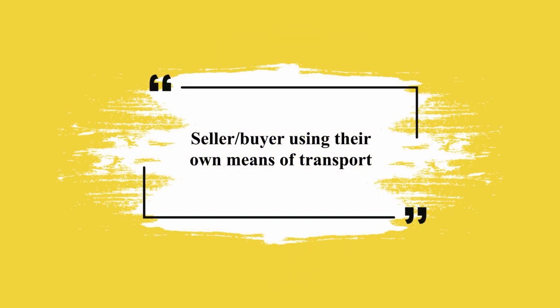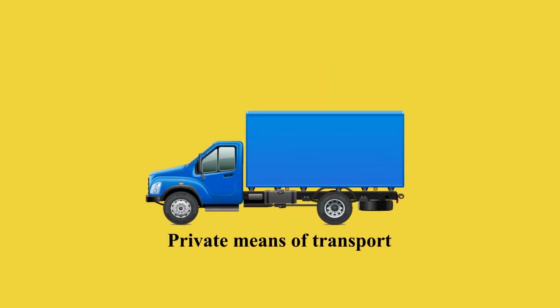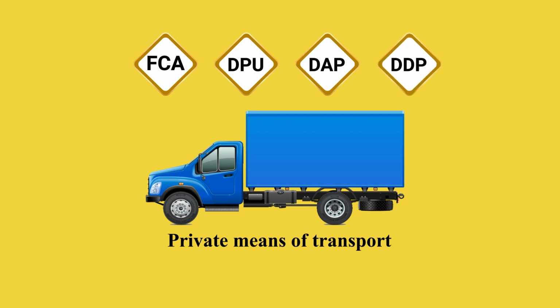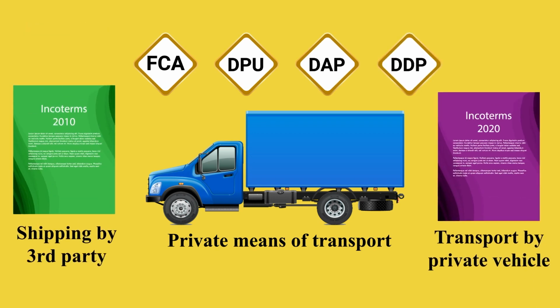Finally, there is the issue of the seller or buyer using their own means of transport. The parties can use their own means of transport when agreeing on terms of FCA, DPU, DAP and DDP. Incoterms 2010 assumes that the carriage of the goods will be carried out by a third party, and it does not address the case where the seller or the buyer uses their own means of transport, such as trucks. However, the Incoterms 2020 version has clarified this issue.